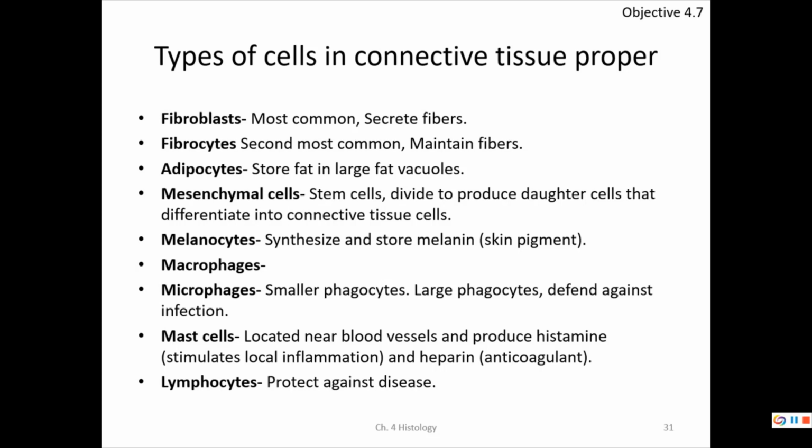Melanocytes produce melanin. That is a skin pigment. So these are the cells that stimulate that.